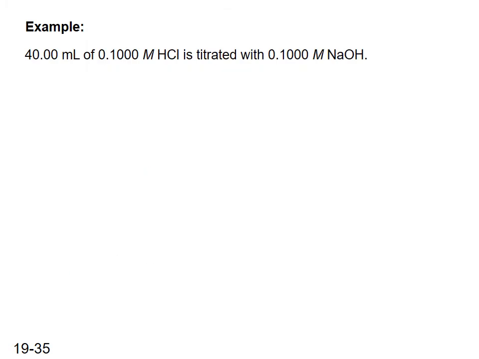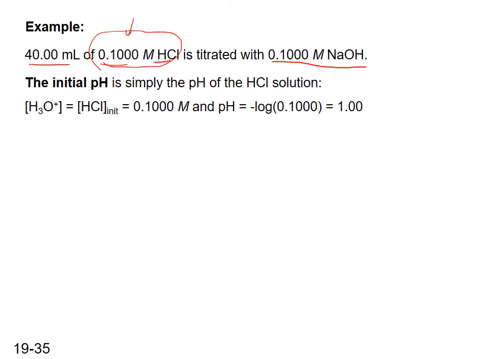Let's look at an example. In this example, we use 0.1 molarity of sodium hydroxide to titrate 40 milliliters of 0.1 molarity hydrochloric acid. Before we add the sodium hydroxide, the solution contains a strong acid, so the hydrogen ion concentration just equals the acid concentration, which is 0.1. So pH can be easily calculated to be 1. It's an acid solution.